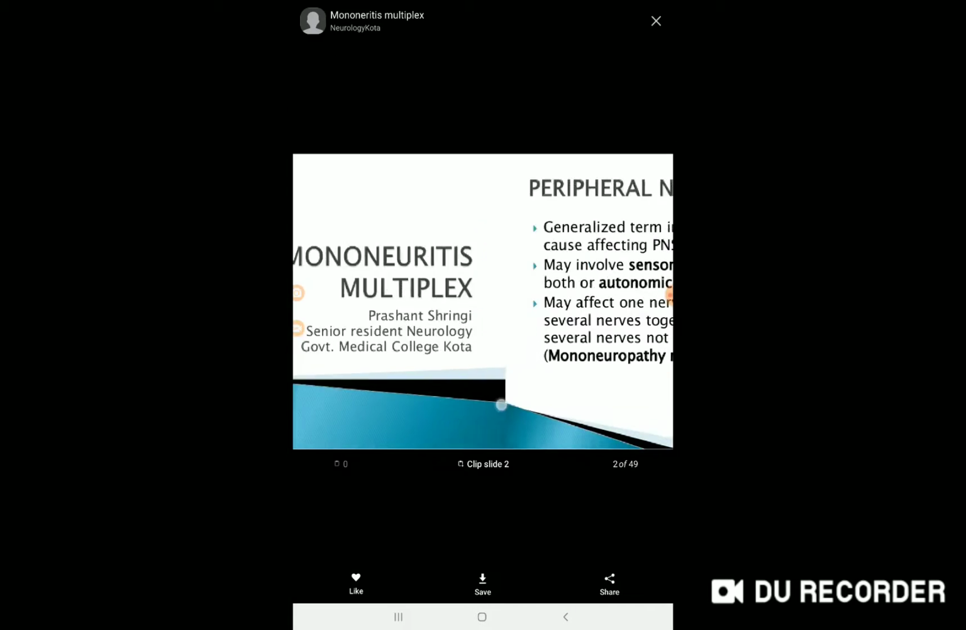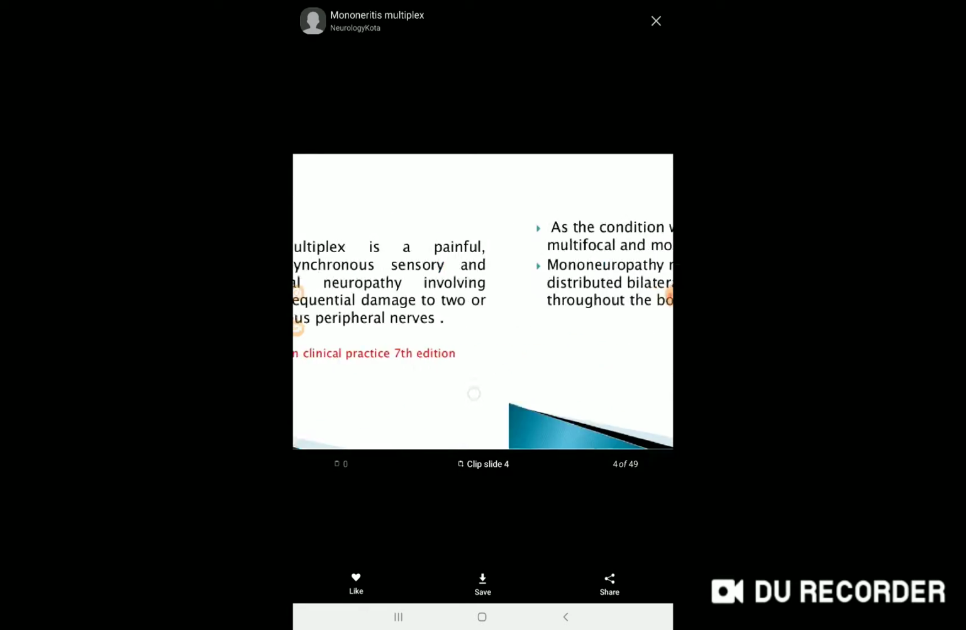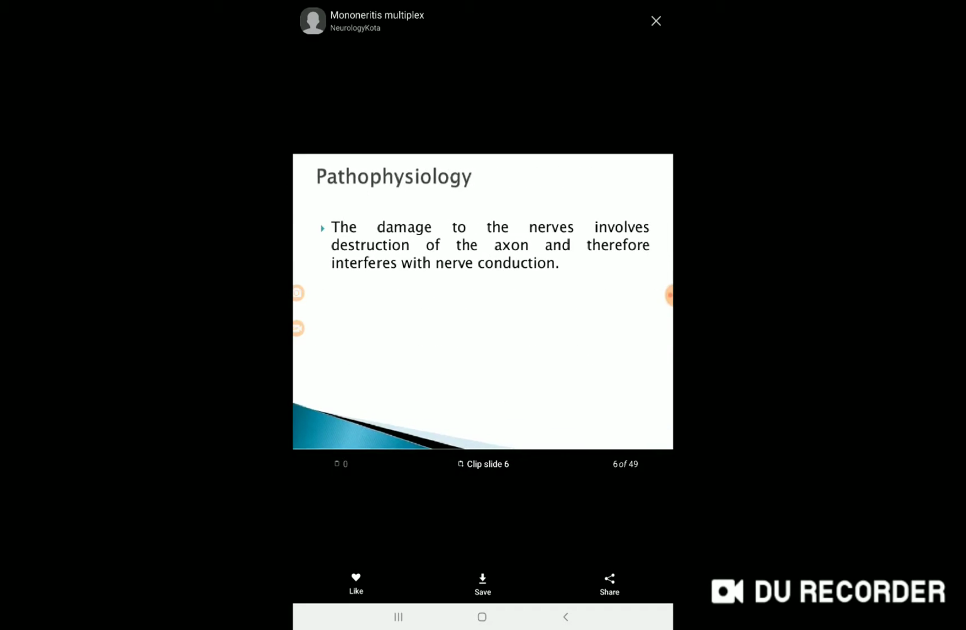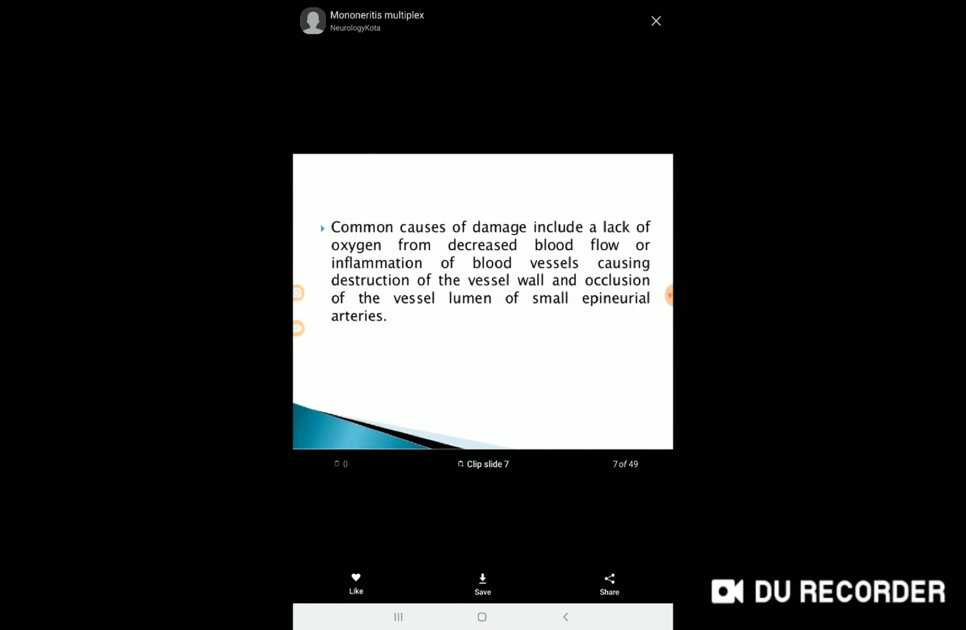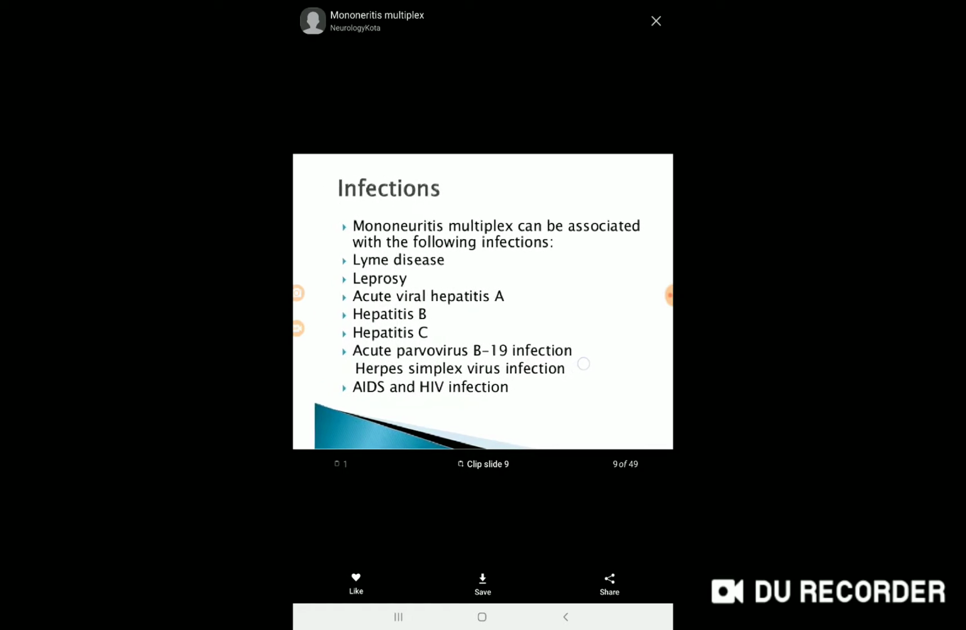In a nutshell, we already know mononeuropathy, polyneuropathy and mononeuritis multiplex, and I already told you the cause and the pathophysiology of mononeuritis multiplex. The main pathology is vasculitis, another is infiltration, and the etiology I already told you about.